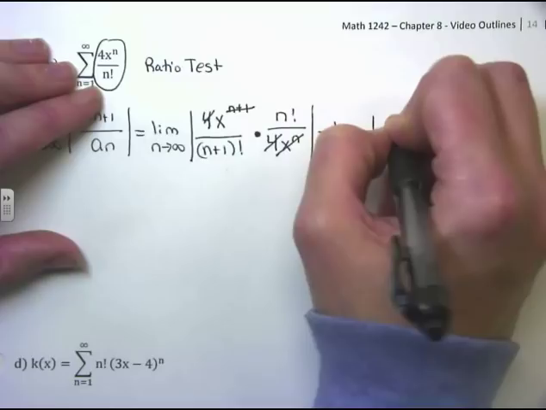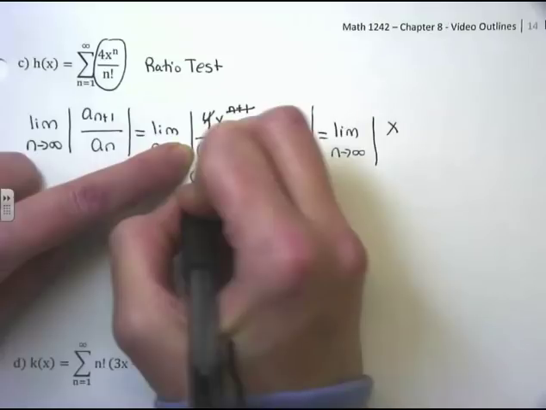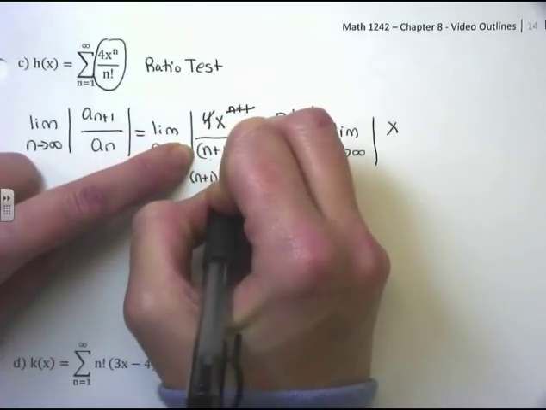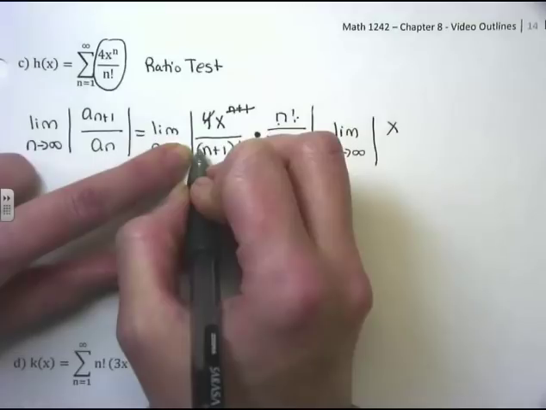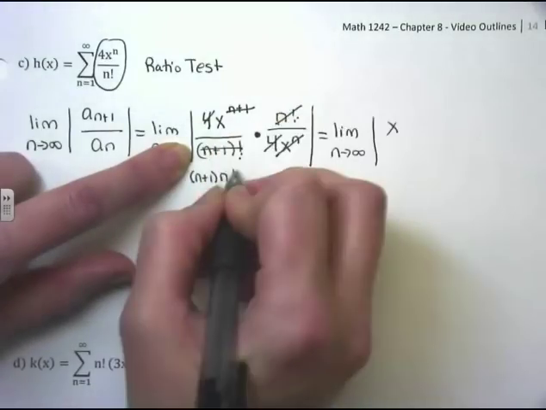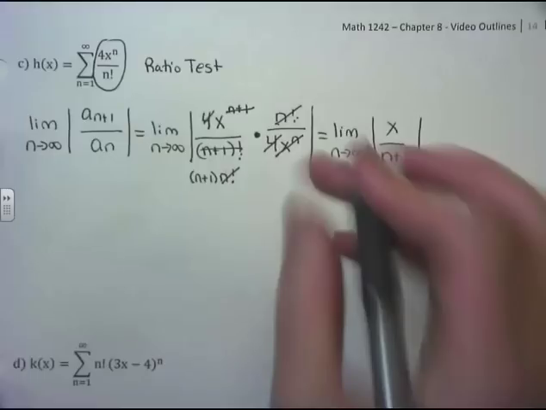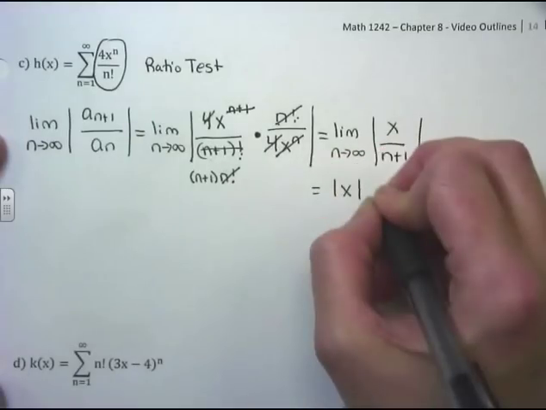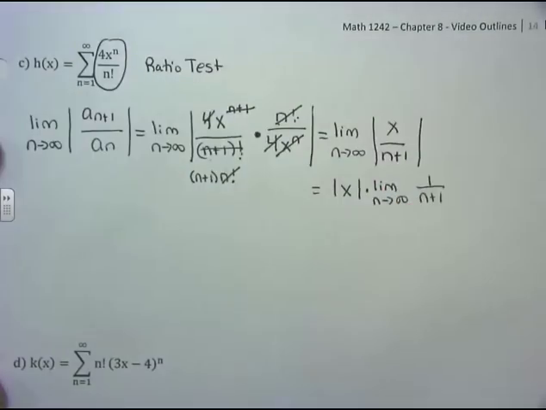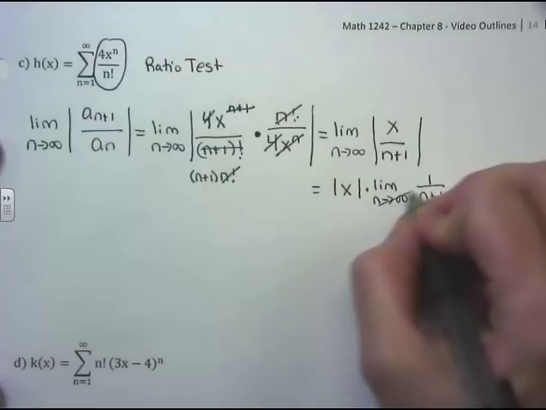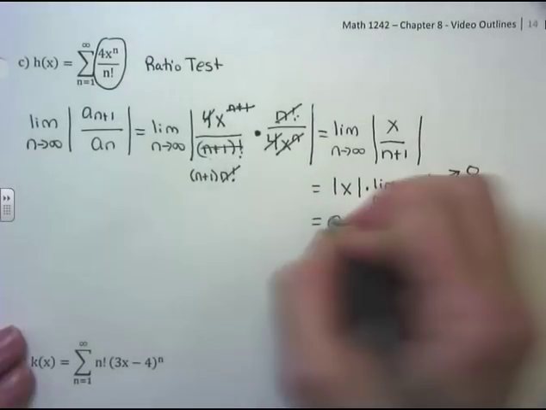And let's talk about the n factorial and the n plus 1 factorial. So n plus 1 factorial, if I wanted to expand it, is n plus 1 times the next integer down times every integer beneath it to 1, also known as n factorial. You should notice the n factorial in the numerator and the denominator cancel, and you're left with that n plus 1 in the denominator. So what I have is the absolute value of x times the limit as n goes to infinity of 1 over n plus 1. Notice as the denominator goes to infinity, this fraction is going to 0. Anything times 0 is going to be 0.